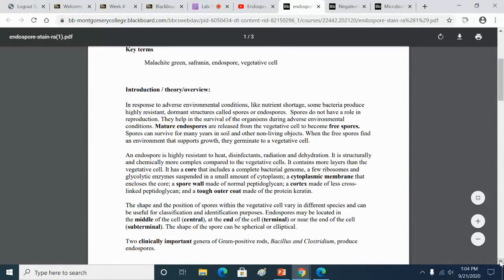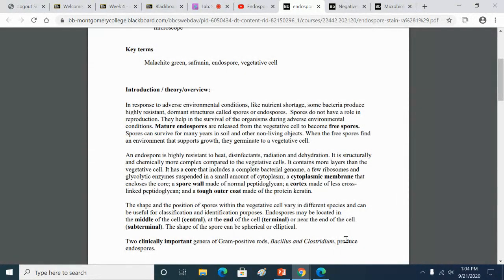But we're not going to identify where the spore is. It's just that spores do not all form in the exact same place. It depends on what the organism is. But some spores are central, some are terminal, and some are subterminal. They're in between. We just said that Bacillus and Clostridium are the two major groups of spore-forming bacteria.